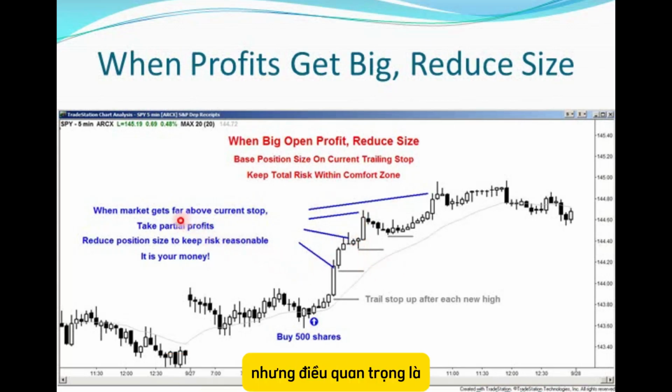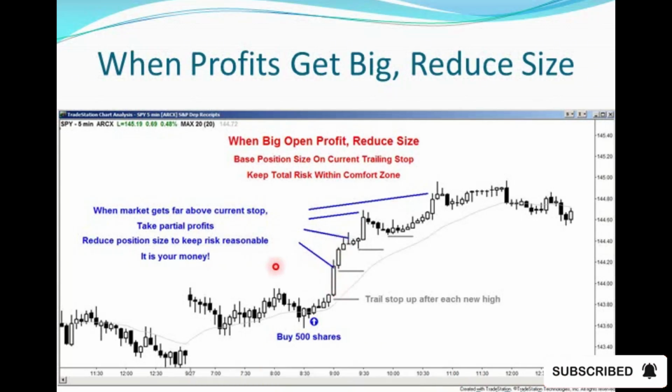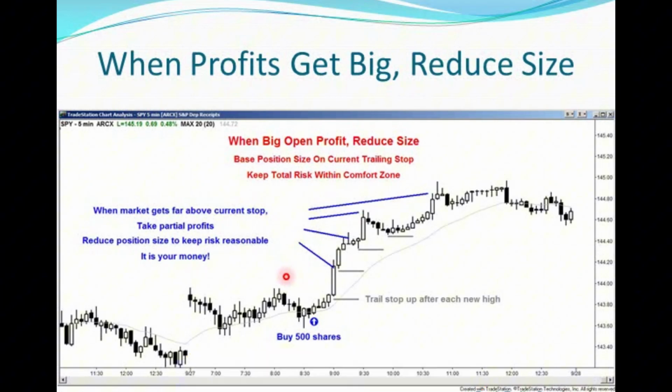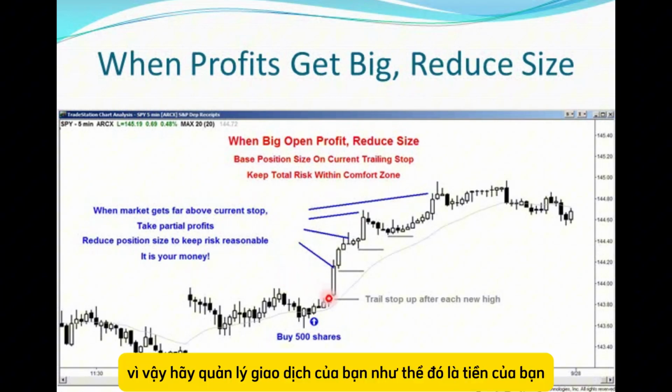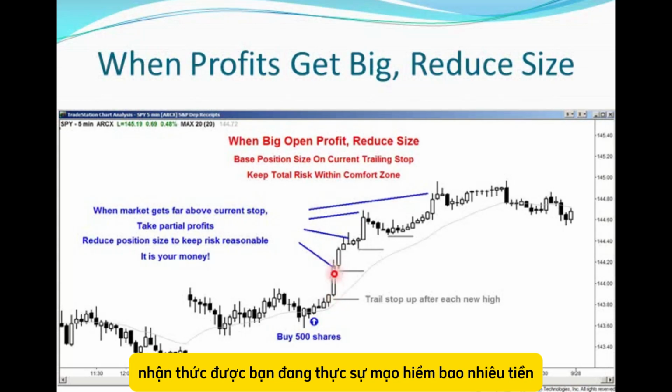But the important thing is, whenever the market starts getting very far above your trailing stop, your actual dollars at risk are increased. It is your money. It's not open profits. That is money in your account. So manage your trade as if it's your money and calculate. Always be aware of how much money you're actually risking.